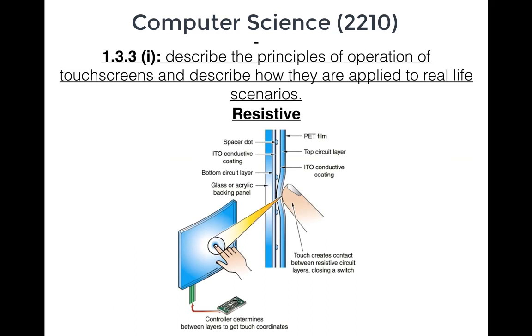So if you're wondering what it kind of looks like, here's the top layer, here's the bottom layer, and when touched it completes a circuit, and the microprocessor or controller determines the coordinates from that.